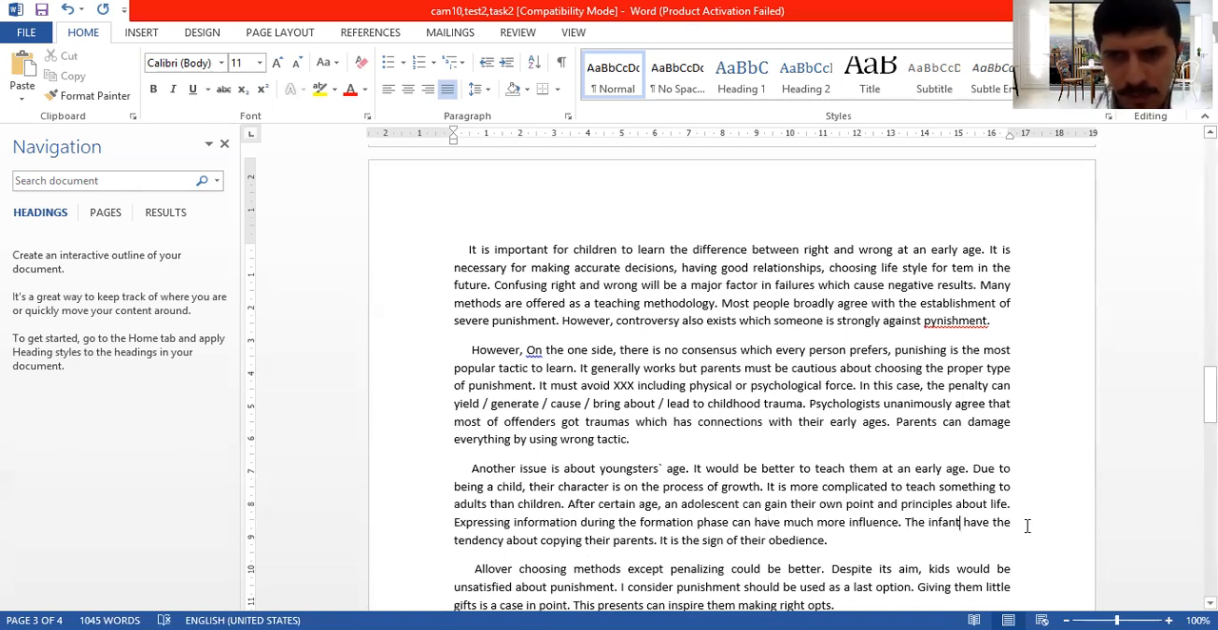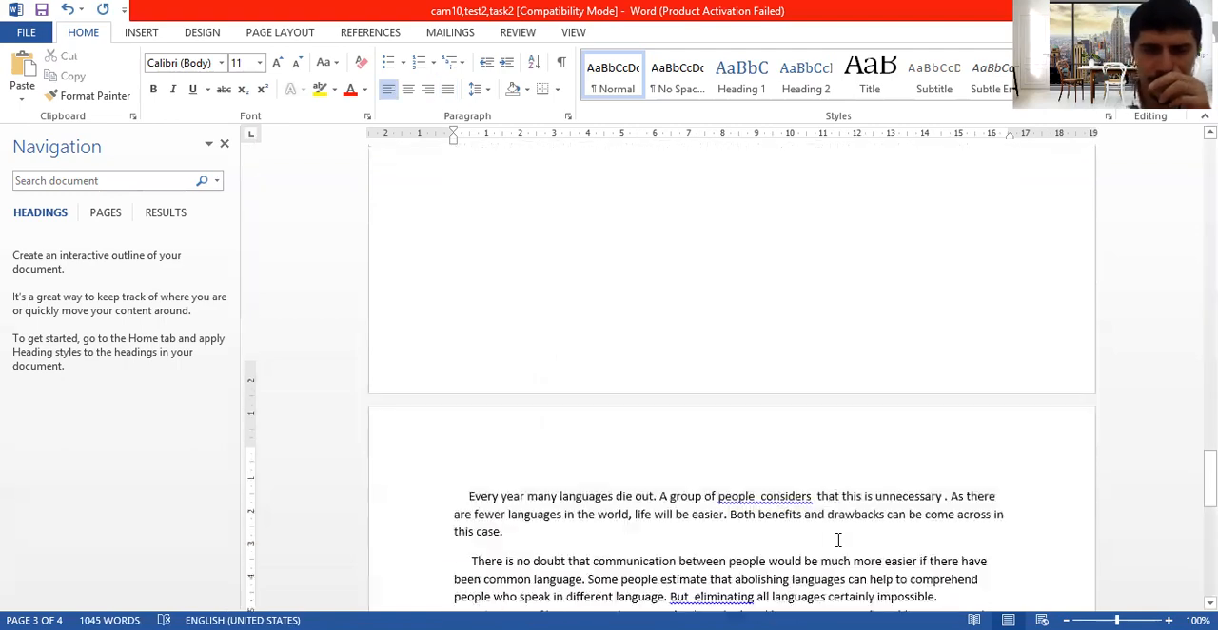So why the infant? Which infants are you talking about? If it's general, an infant has, because we're talking about one infant. An infant has the tendency to copy their parents. This tends them to do so. They tend to do something. Tendency to copy their parents. It's the sign of their obedience. So we can say, in order to replace it, which is the sign of their obedience.